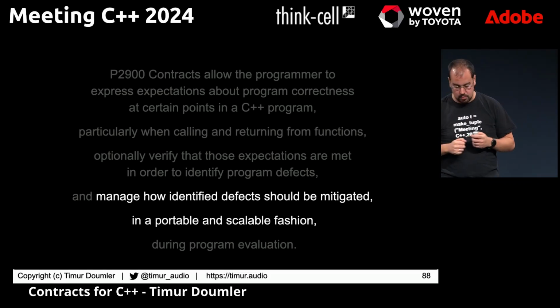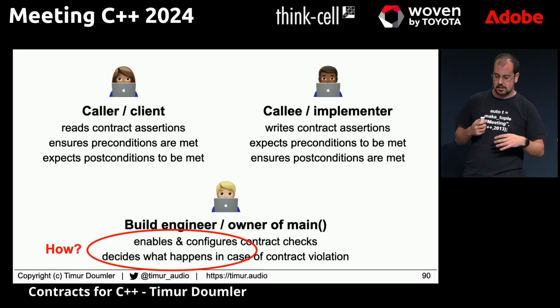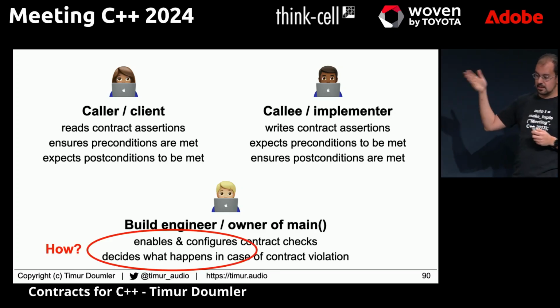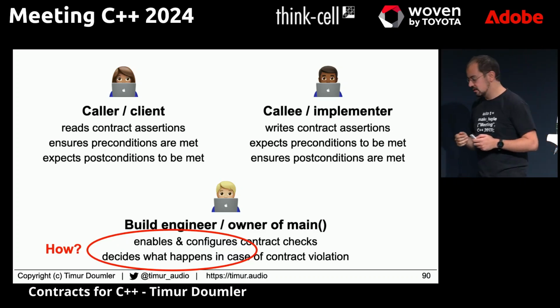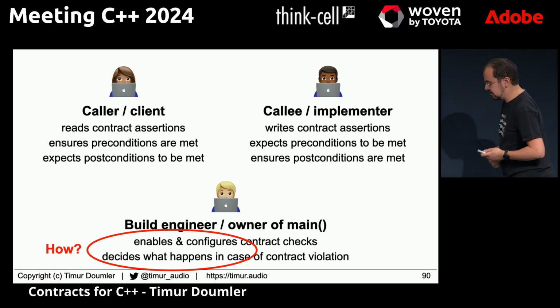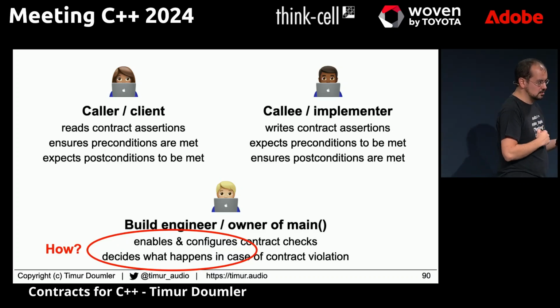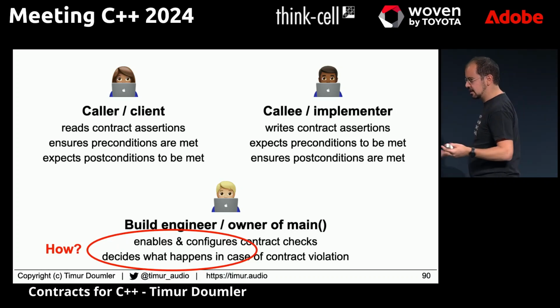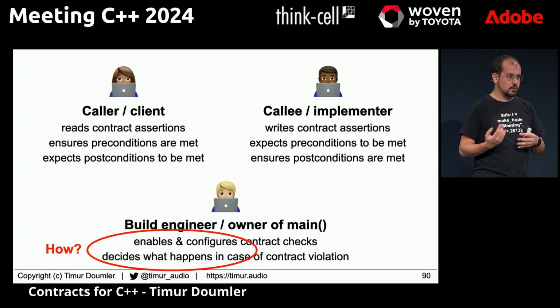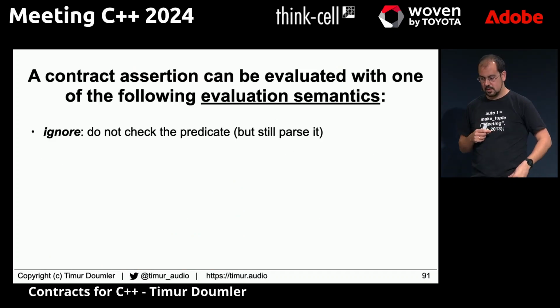Right. So we're already talking about how identified defects should be mitigated in a portable and scalable fashion, right? That is really important. So let's go back to this idea that we have these three different personas, and this person here is the one who enables and configures the contract checks and decides what happens in case there's a contract violation. So we already saw that you can install a contract violation handler, but we haven't really talked about how these checks are enabled and disabled. And so for assertion macros, there's two options, NDEBUG on, NDEBUG off. For P2100 contracts, you get a few more options. You, in fact, get 4 so-called evaluation semantics.